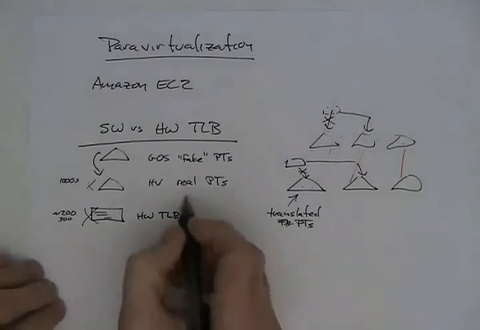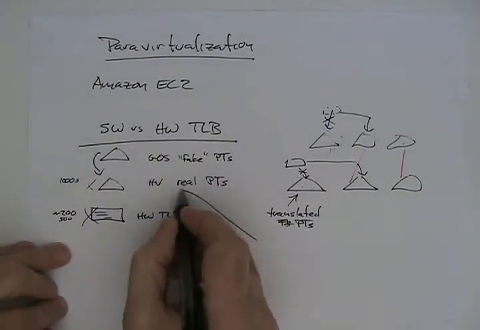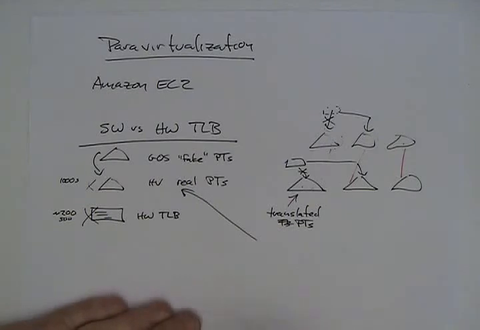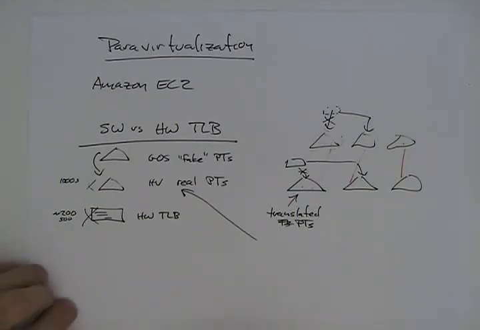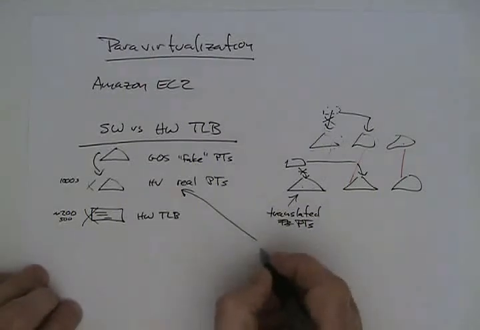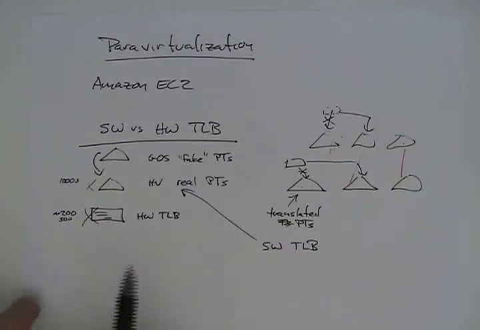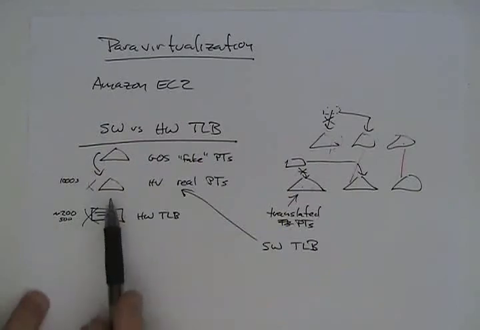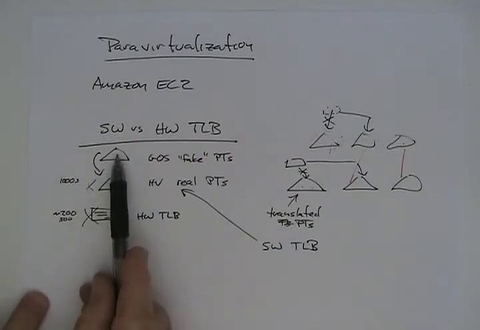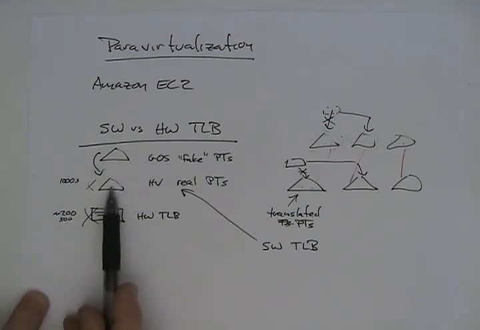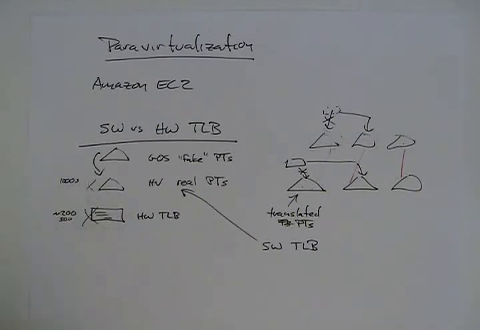If you look, there are several papers by VMware. There's an OSDI paper by Carl Waldspurger in which this is referred to as a software TLB, and that's because it's essentially software managing translations from the guest operating system page tables to the real physical addresses.